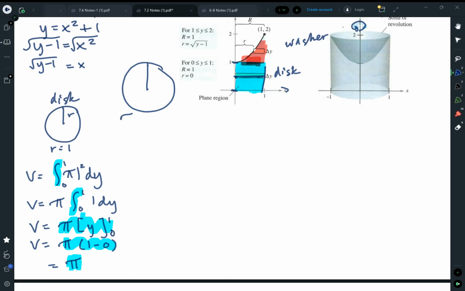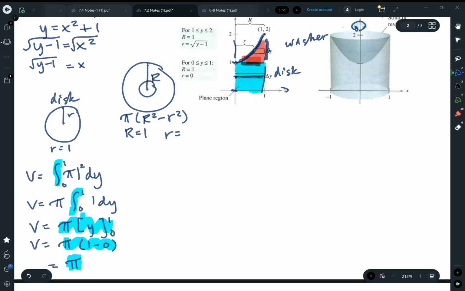So I know that's going to be pi big R squared minus little r squared. So my big R is going to be this line right here. That's further away from my y-axis, so it's the one on the right. And that's the one that's just 1. So my big R is going to be 1. And my little r is going to be the curve that's closer to the y-axis, the one that's on the left of the two curves. So when I say left, there's my x equals the square root of y minus 1, and here's my x equals 1. This line is on the right, and this curve is on the left of the two of those.